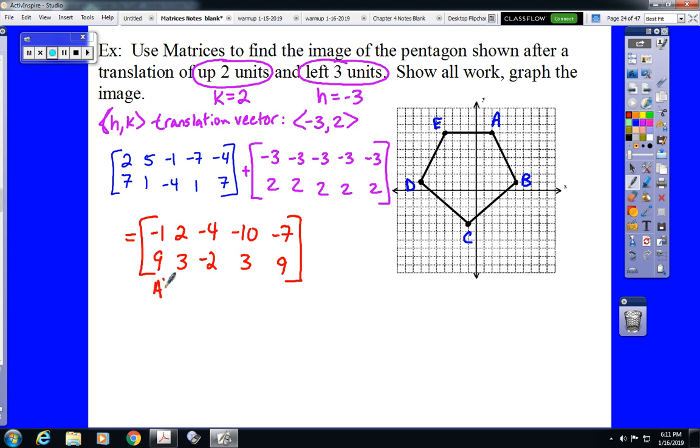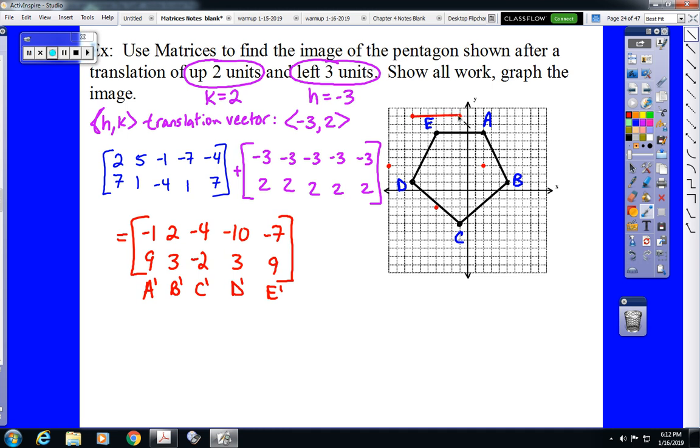Again, these points are the images of our various points from the pentagon after the translation. So we'll graph those points. We have there negative 1, 9. 2, 3. Negative 4, negative 2. Negative 10, 3. And negative 7, 9. So if we connect the dots on those points, we will have our image after a translation of left 3 and up 2 units.